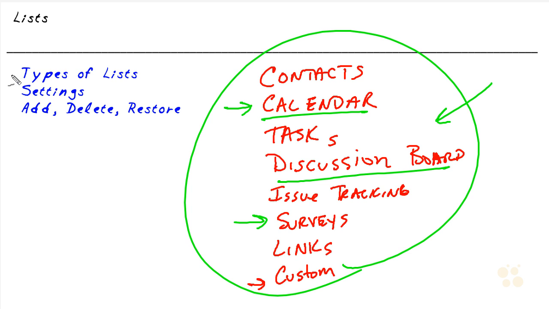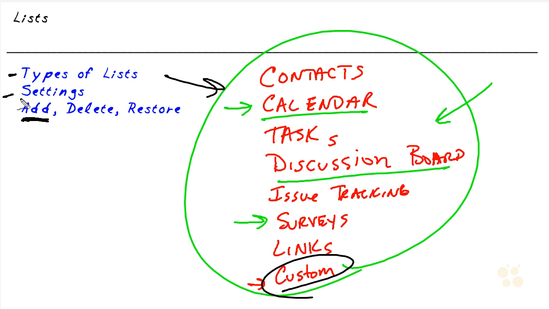So in this nugget, I wanted to mention a few types of lists. So we've done that. I also wanted to mention how we create a list. We're going to do that by adding an app. And that'll give us the option for using one of the pre-built templates, for example, calendar or task list, or issue tracking or survey, or we can select custom and do our own free-form list.